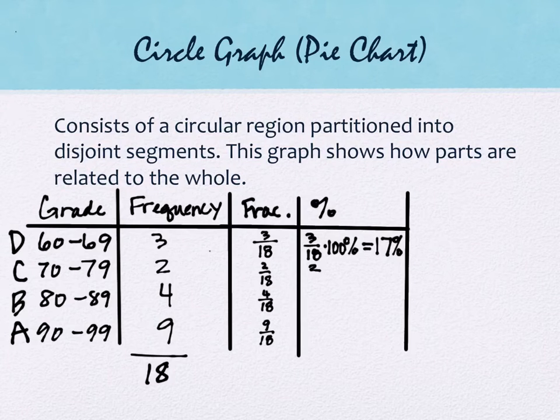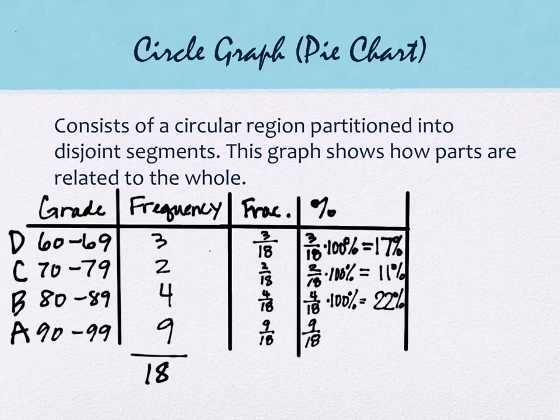Okay, good. We have 2 divided by 18 now times 100. What is it? 11%. And then we've got 4 over 18 times 100. Should be about double what we just got, right? Is it 22? Good. Sometimes it doesn't work exactly right when we are doing a little bit of rounding along the way. 9 divided by 18 times 100 is fantastic. What does it give you? Yeah, that's 50.